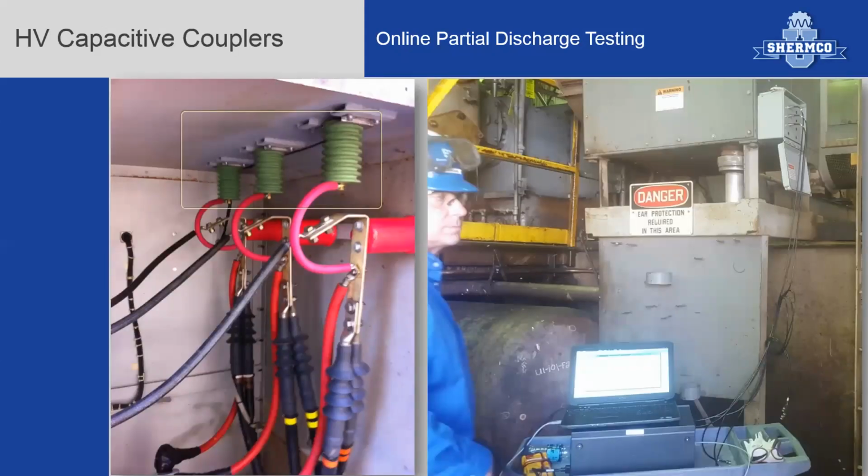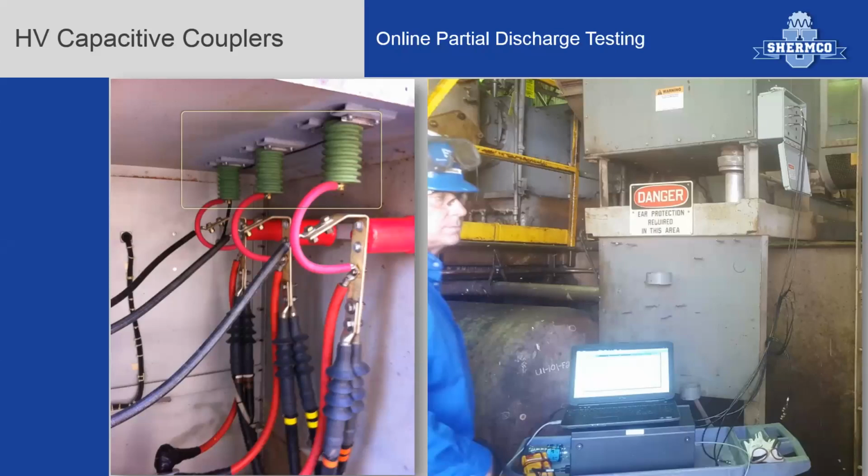All right, the final detector that we're going to talk about is the high voltage capacitive coupler. Now, this is used for online testing, but as we see in the photograph, it requires an outage because this detector is actually installed and left permanently installed in the gear.